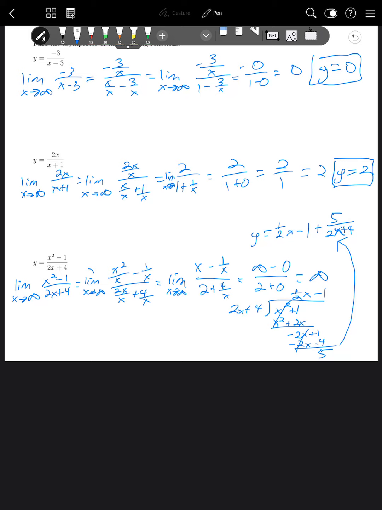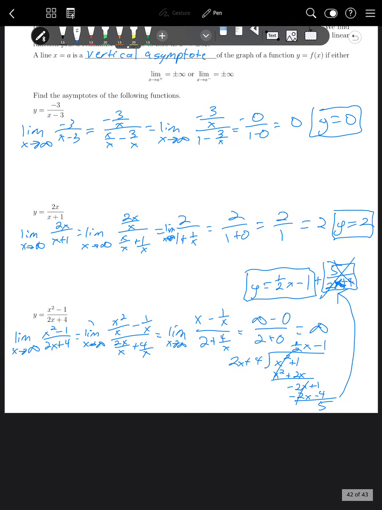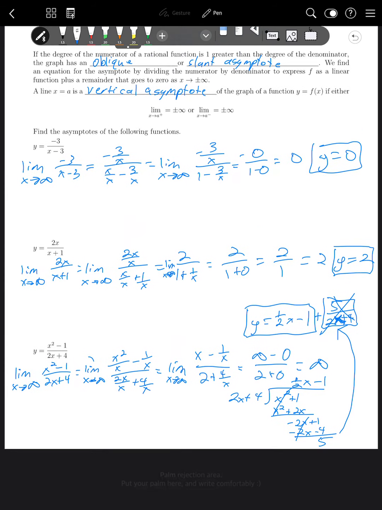And so what happens is if I let x go to infinity, this part over here goes to 0, right? Because 5 divided by a really, really, really big number is going to be close to 0. So that part's going to go away, and our asymptote is this line. So we're going to get closer and closer to that line. And that's how you find an oblique asymptote. So that's the horizontal or oblique. So it's basically all about finding the limit as x approaches infinity.